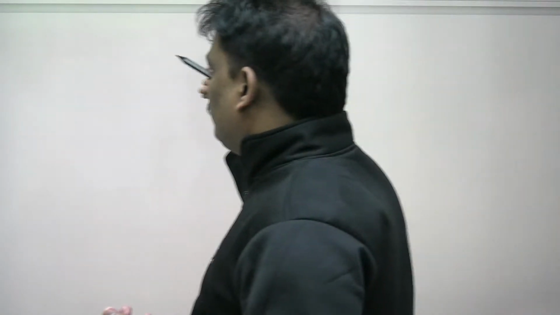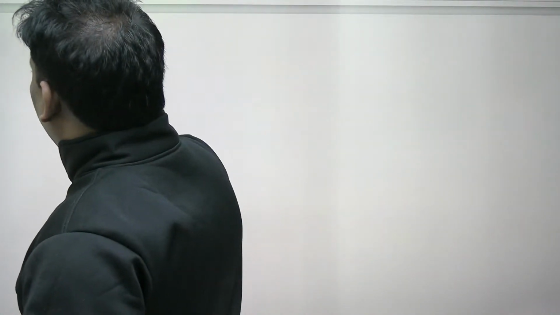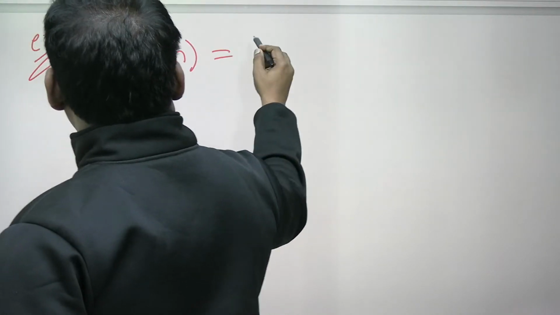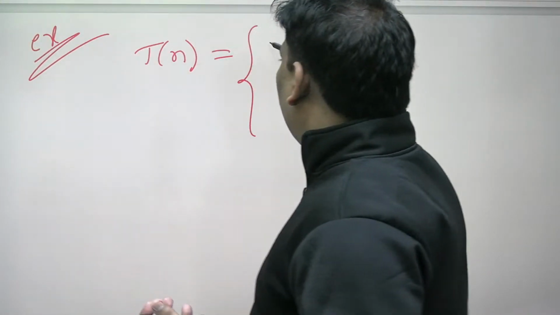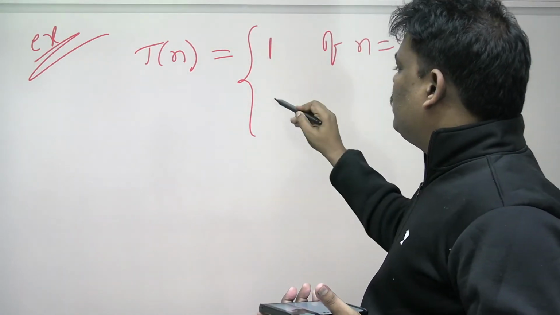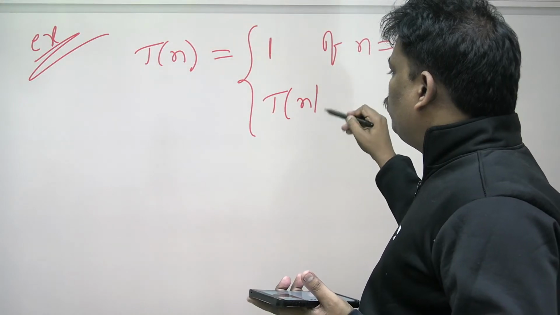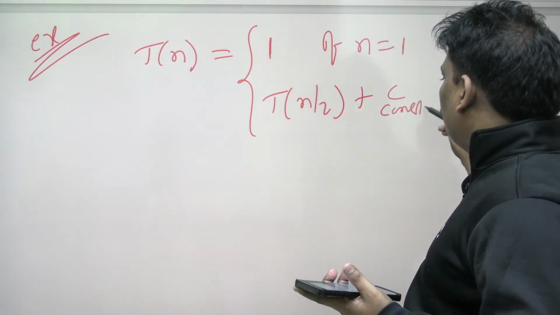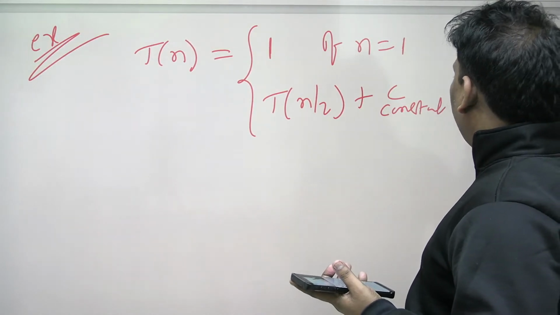Now go to the next one. Write this down also. T of n is equal to 1 if n is equal to 1. Otherwise, T of n by 2 plus c, where c is a constant, if n is greater than 1.